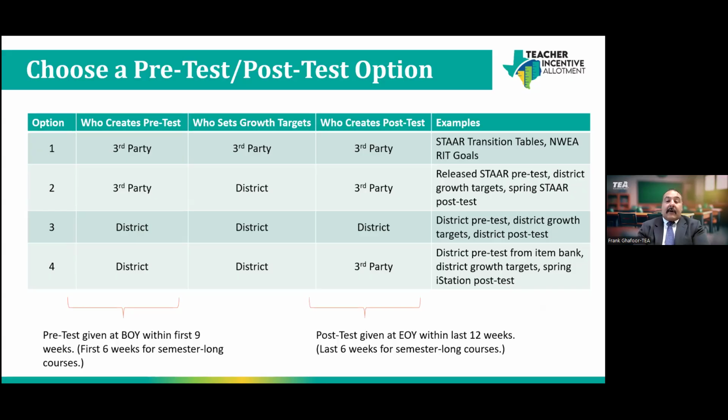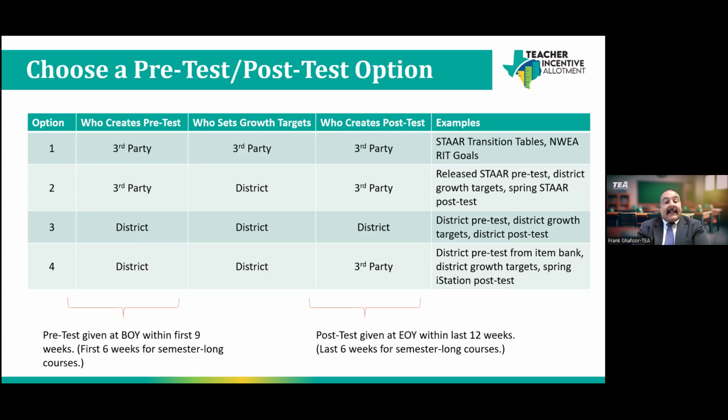Now, let's discover more about the pretest post-test options and some details and requirements needed for them. Districts have four pretest post-test options to choose from. Option one is the third-party option. With this, the third-party vendor is going to be creating both the pre and post-tests and setting those growth targets for students. Some examples of this would be STAR transition tables or NWEA MAP RIT goals.